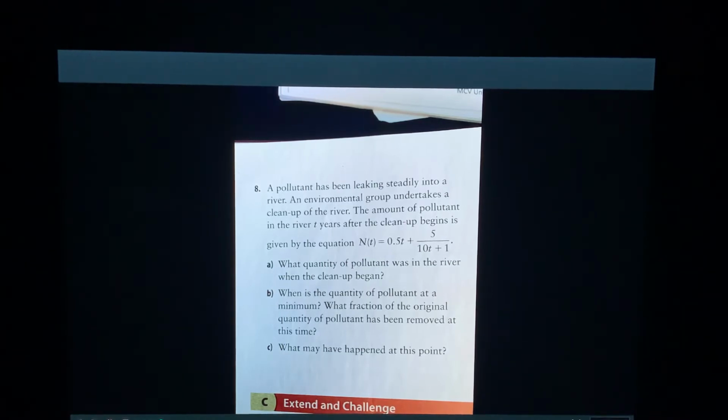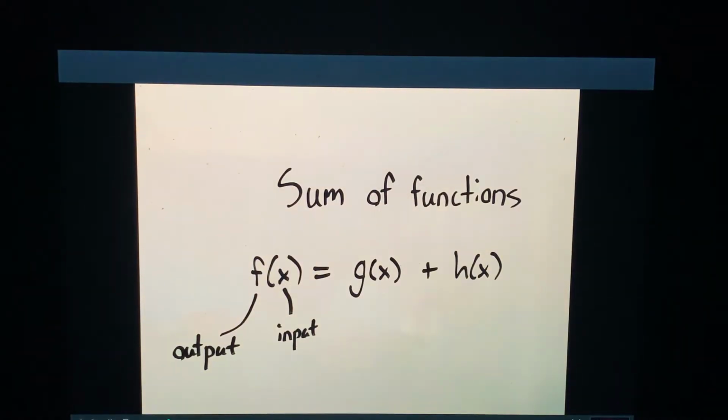In order to solve the first part of the question, we must first learn a bit about combination of functions. A sum of functions is the type of function that can be expressed through the formula f(x) = g(x) + h(x), where f(x) is the output of the function, x is the input of the function, g(x) is the first of two functions being added together, and h(x) is the second of two functions being added together.